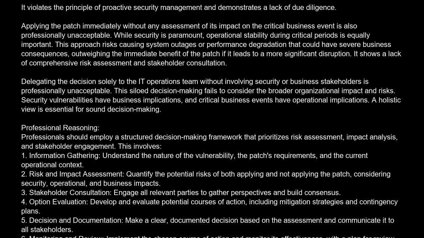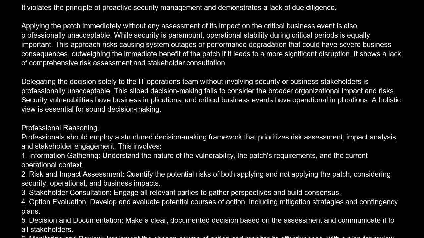Delegating the decision solely to the IT operations team without involving security or business stakeholders is professionally unacceptable. This siloed decision-making fails to consider the broader organizational impact and risks. Security vulnerabilities have business implications, and critical business events have operational implications.